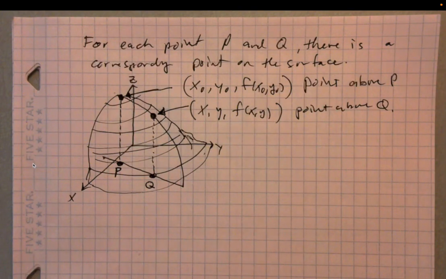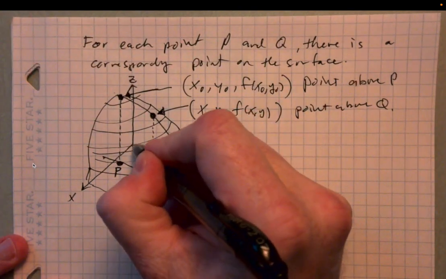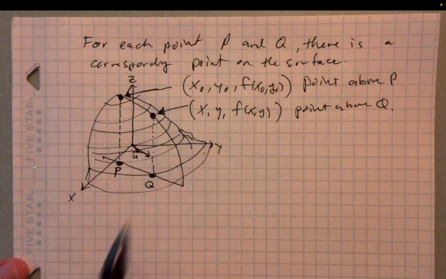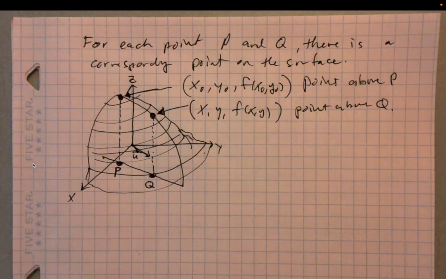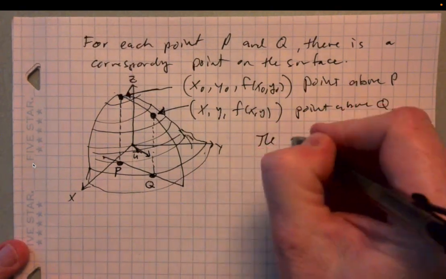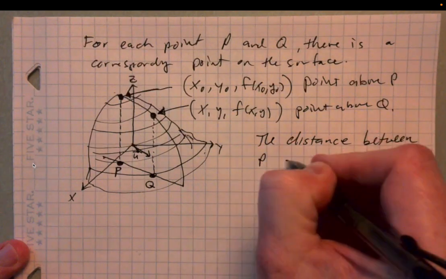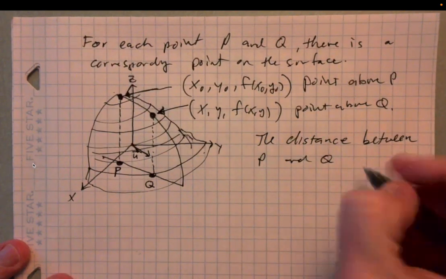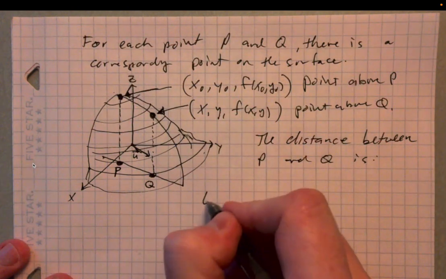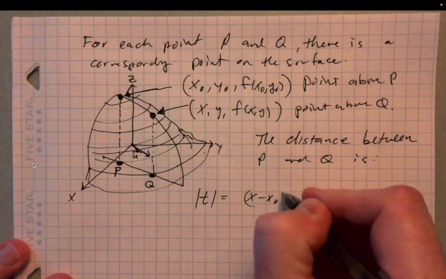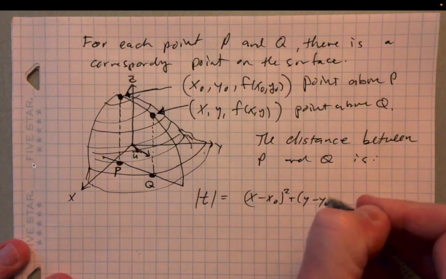Okay, now remember in the background here you've got a vector u, a unit vector u, which this line that intersects PQ is parallel to. Okay. Now the distance, what's the distance between P and Q? Well, we're going to need that. So the distance between P and Q is what? Well, we'll call it T. Okay, and it's going to be x minus x naught squared plus y minus y naught squared.